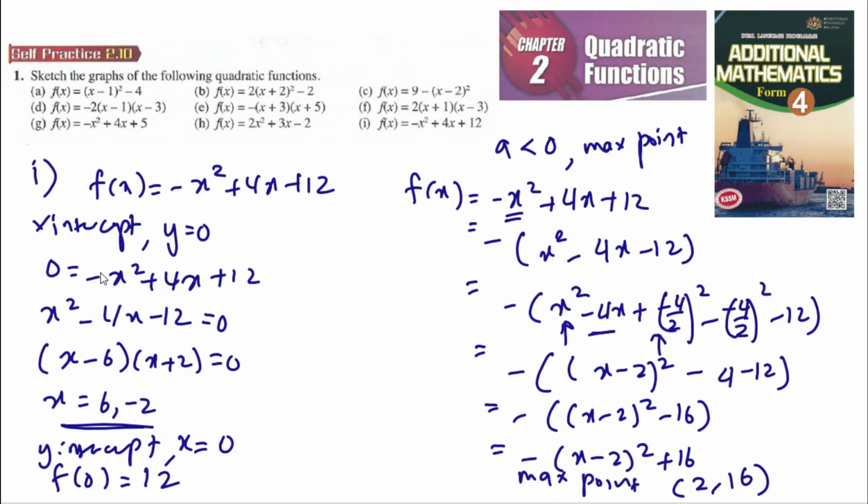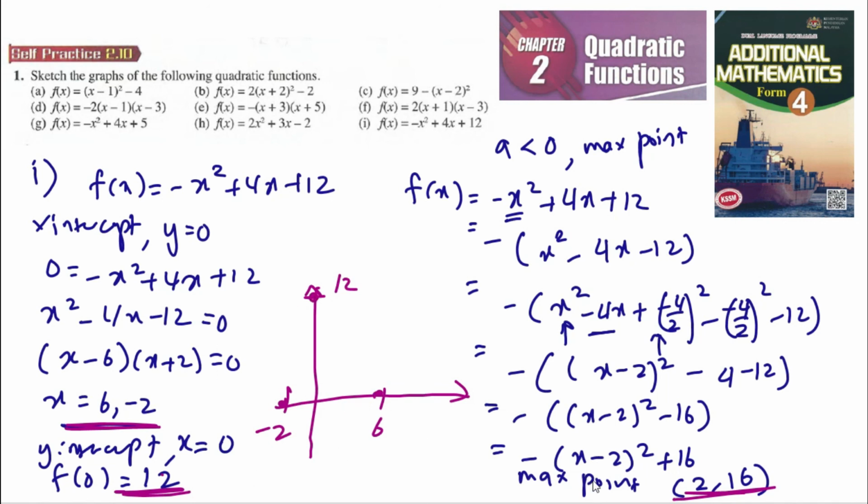So you see here, the x-intercepts we already have, the y-intercept is 12, and the maximum point is 2, 16. So we see this one is between negative 2 and 6, and for the y, everything is larger than 0. So maybe something like this. So we have negative 2 and 6, so we have 2 points, and then the y-intercept is 12, so maybe 12 is around here. Okay, and then the maximum point is 2, 16.